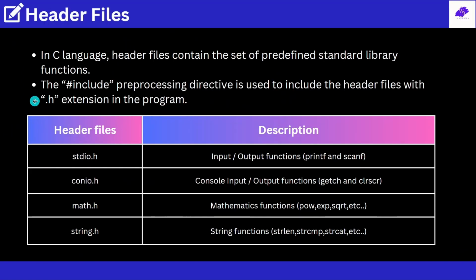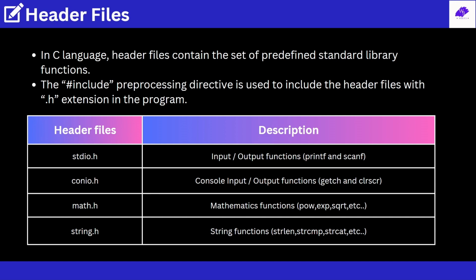Header files. So what do you actually understand by header files? In the C language, header files contain a set of predefined standard library functions. The standard library functions means printf, scanf, which you use on a common basis. All of those are defined in a header file.